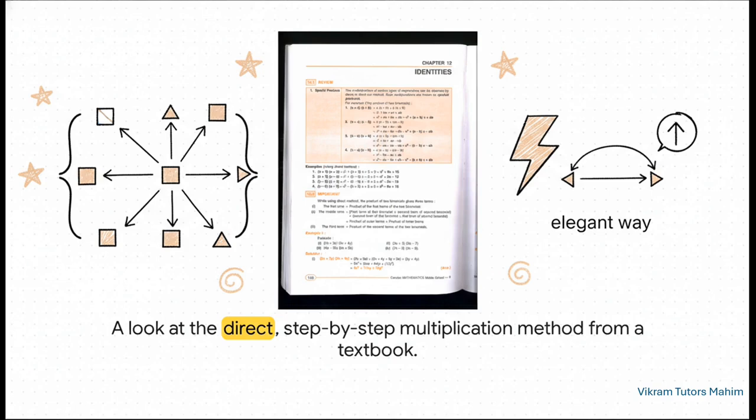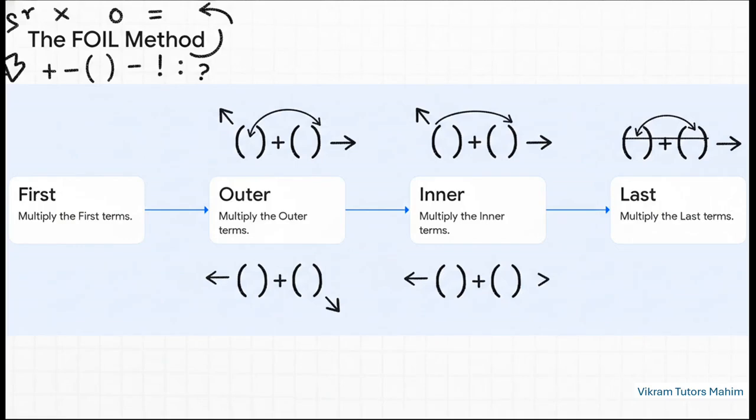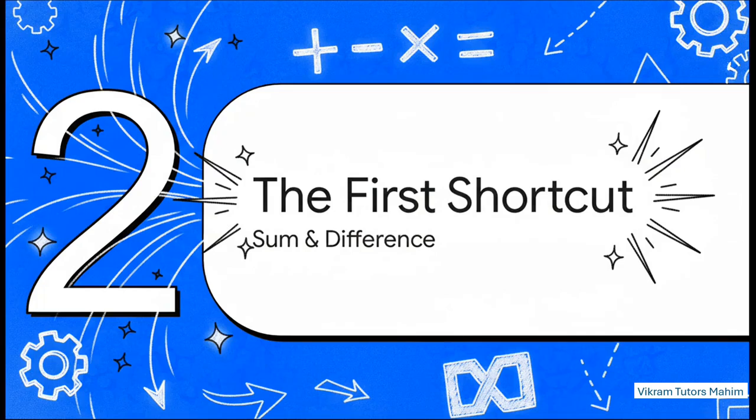There's gotta be a more elegant way, right? And of course, a super common way to remember this is the acronym FOIL. Multiply the first terms, then the outer, the inner, and finally the last terms. It's great for staying organized, but it's still 4 different multiplications plus a whole extra step just to combine the like terms.